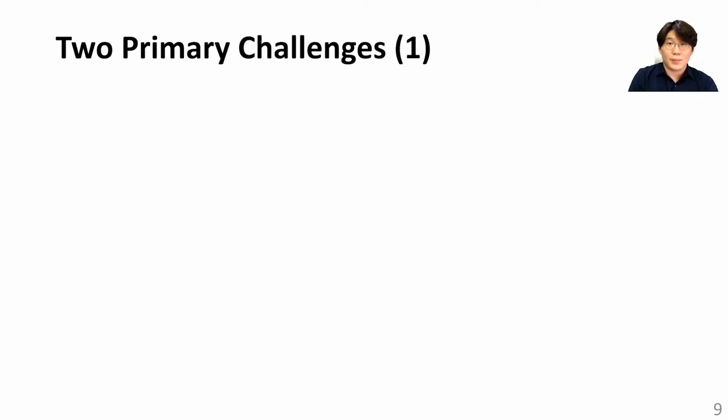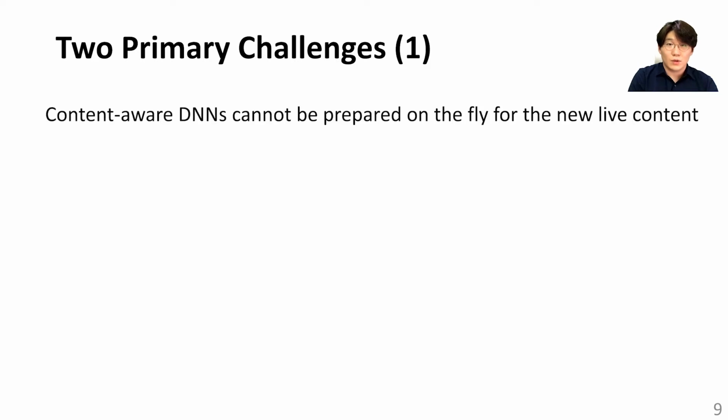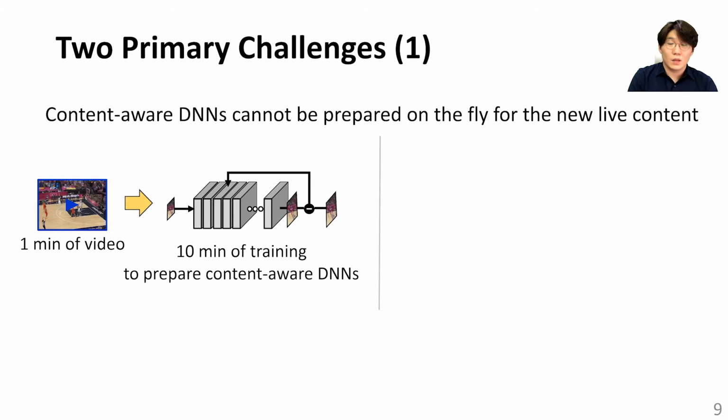However, there are two primary challenges of applying super resolution in live streaming. First, content-aware DNNs cannot be prepared on the fly for the new live content. It is known that super resolution DNNs provide great benefit when trained and used on the same content, namely the content-aware approach. In fact, to prepare the content-aware DNN per video, it requires 10 minutes of training for 1 minute of video. The approach cannot be easily adopted to live video delivery considering its stringent delay requirement.